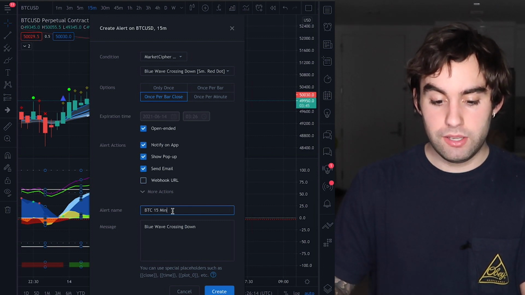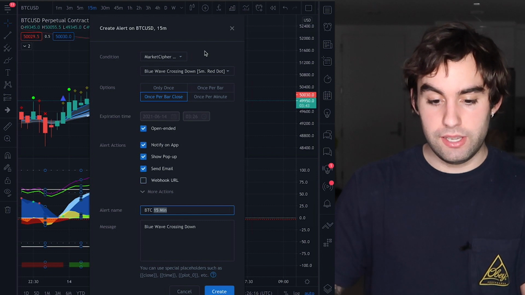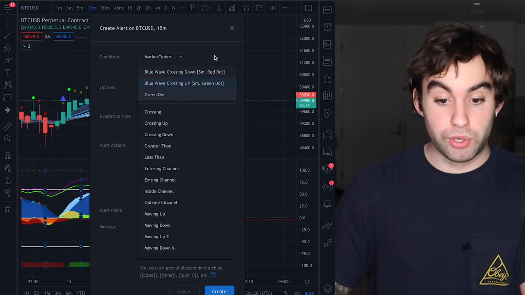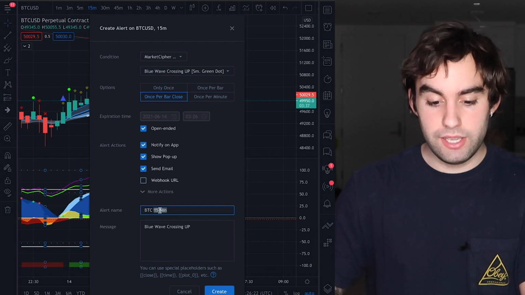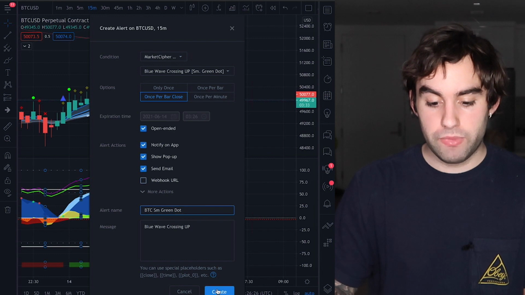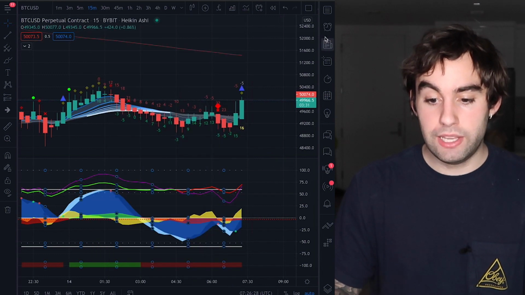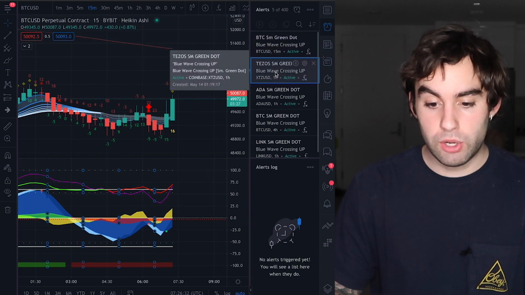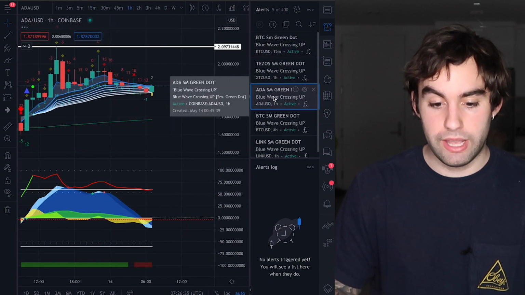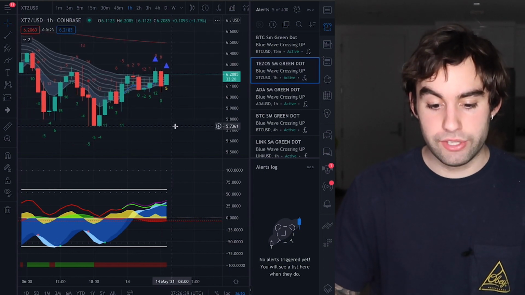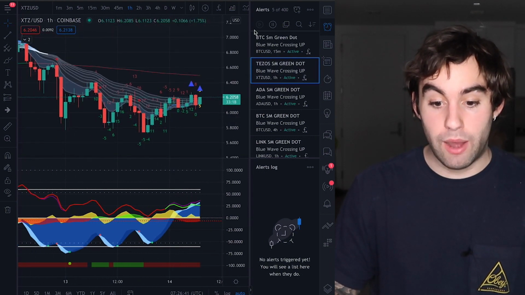BTC 15 min, actually BTC, let's do small green dot. So you label it a small green dot or big green dot. So BTC small green dot, all right. We would click create, continue, and your alerts would be right over here, in your alerts. So let's go back to Tezos, for example. Let's go to ADA real quick. Let's go to Tezos. And what we have on Tezos is we're pushing up on the 1 hour.